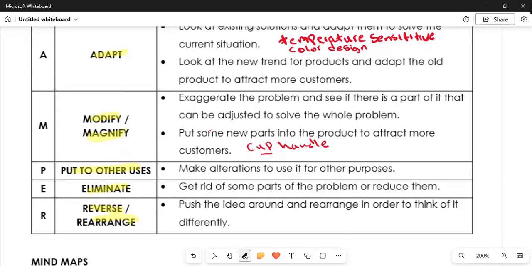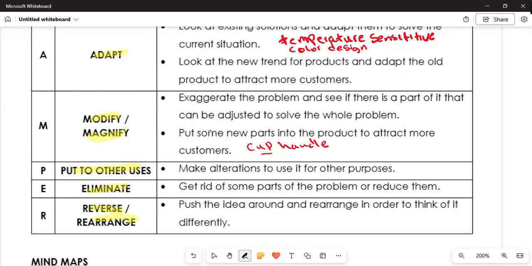So now we are moving on to put to another use. Make alterations to use it for another purpose. That's when you use the item for different purposes.